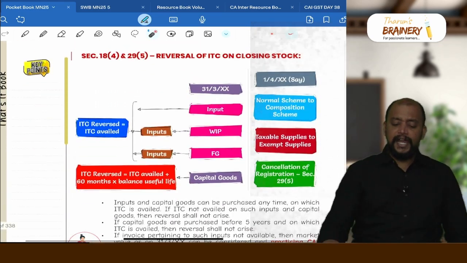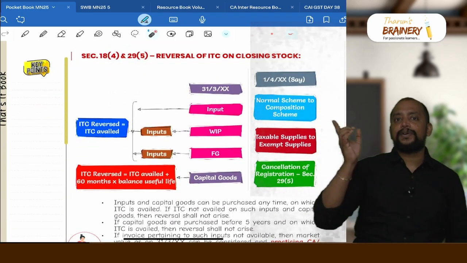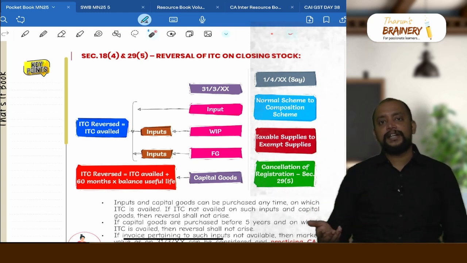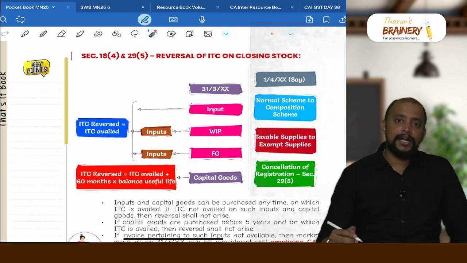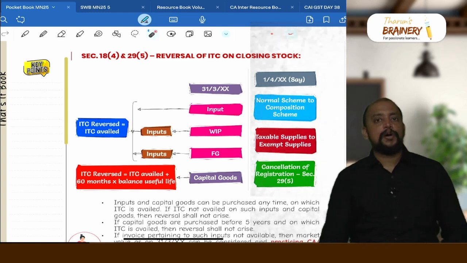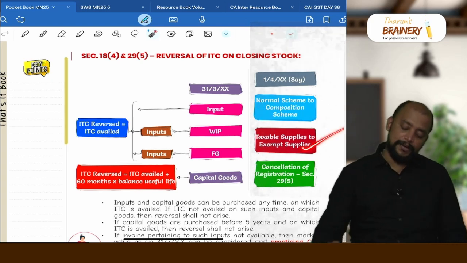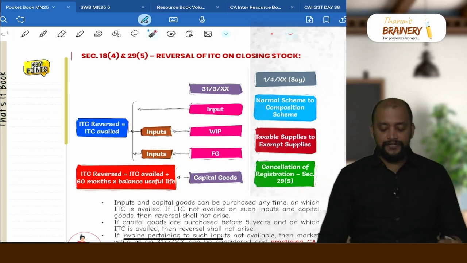Then next we have 18(4) and 29(5). Section 18(4) is the opposite of 18(1)(c) and (d), and 29(5) talks about reversal of ITC because of cancellation of registration. So in total there are 3 situations. You are under the normal scheme and you are going into the composition scheme. That is the opposite of 18(1)(c). You were having taxable supplies and now you have started making exempted supplies. That is the opposite of 18(1)(d). Then cancellation of registration.